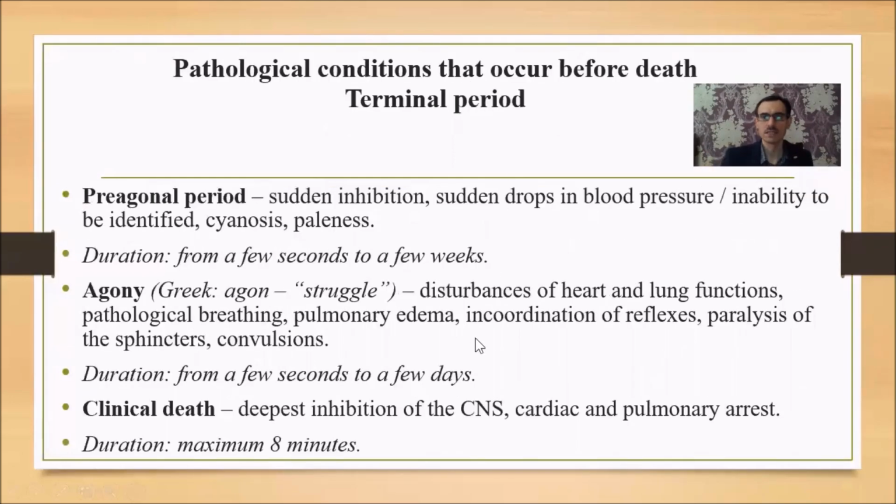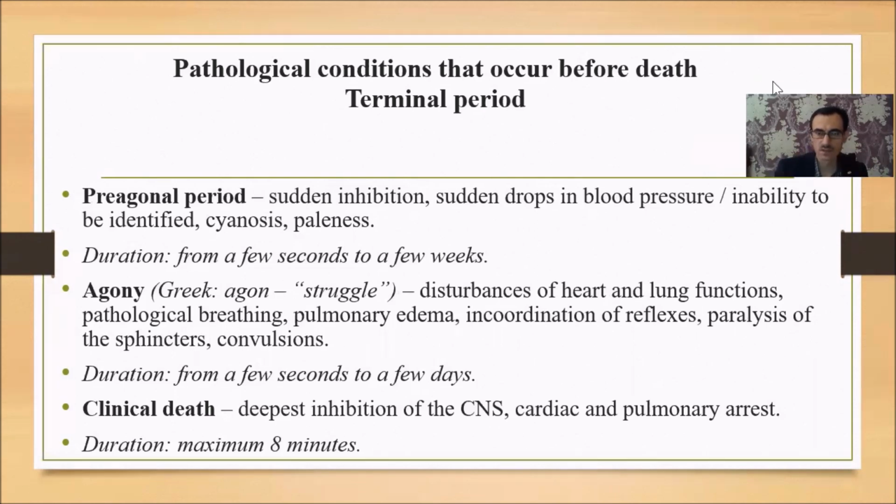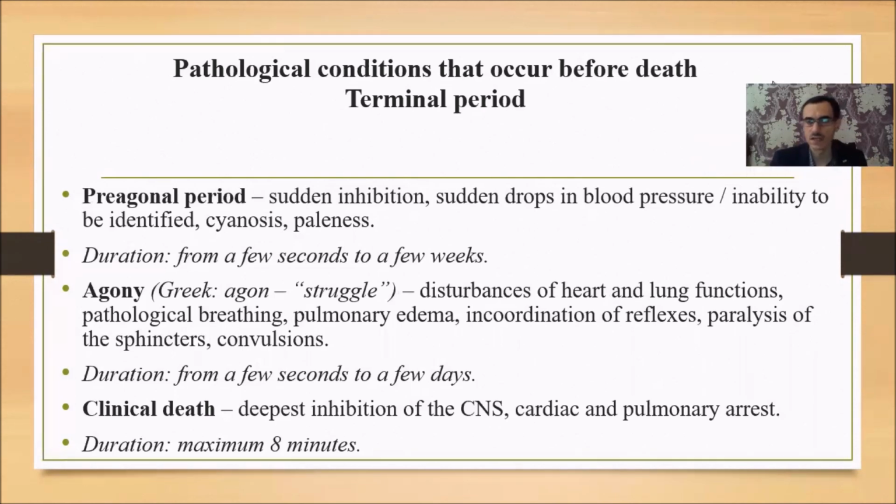So before this there is the terminal period. The terminal period involves sudden inhibition, sudden drops in blood pressure, cyanosis, and paleness. The terminal period has 3 periods also: the preagonal, the agony, and clinical death. The preagonal period has sudden inhibition, sudden drops in blood pressure, cyanosis, paleness.